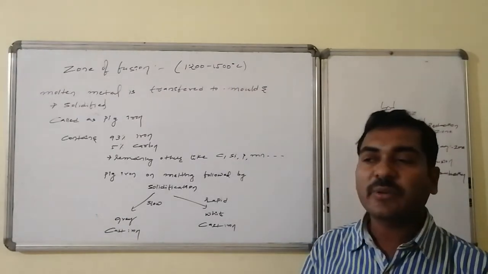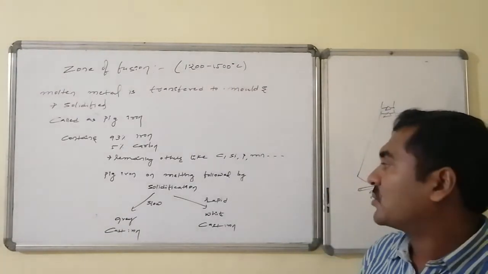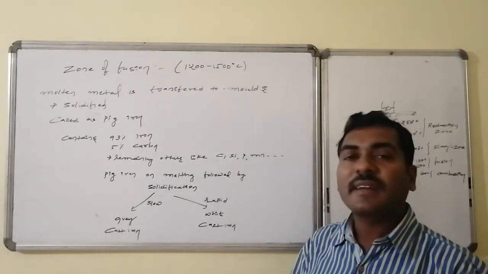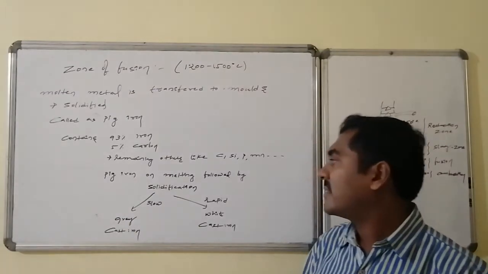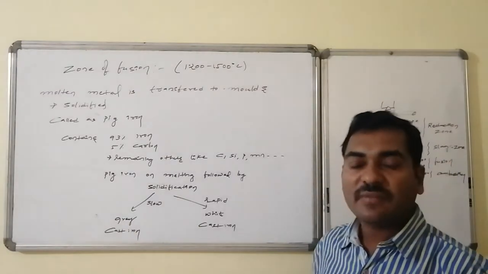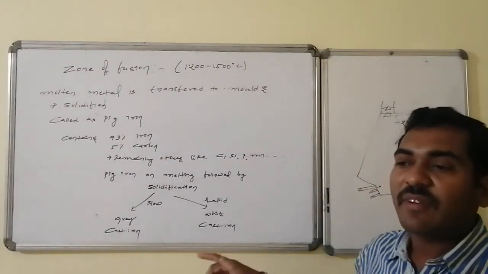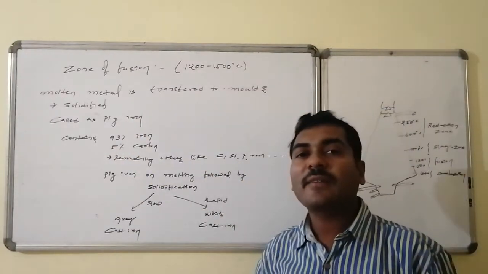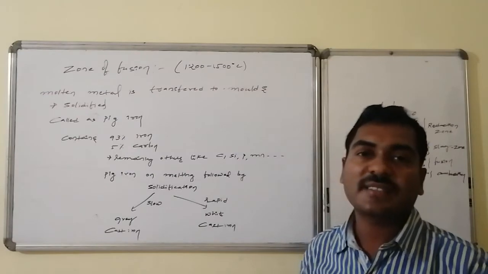This pig iron, which is solid, on melting once again, followed by pouring into the moulds and cooling, produces another form of iron said to be cast iron. On slow cooling it produces grey color, hence it is said to be grey cast iron, whereas on rapid cooling it produces white color, hence it is said to be white cast iron. This is pig iron. From pig iron, remelting followed by solidification produces cast iron.